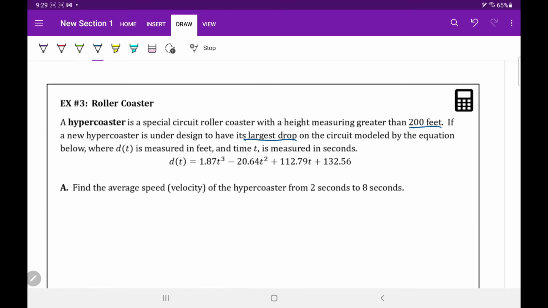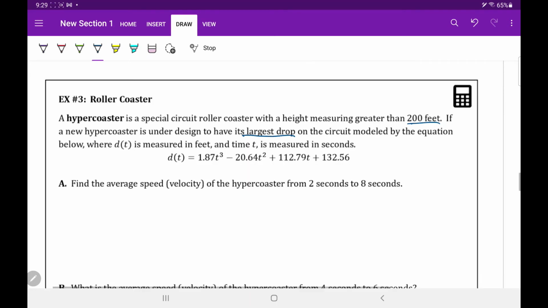The largest drop, meaning the steepest part of the roller coaster, is modeled by this equation. So this equation is going to measure for you what the drop is at a given time. What's the drop in distance? How much distance is changing at a specific time. Find the average speed or velocity of the hypercoaster from 2 seconds to 8 seconds.